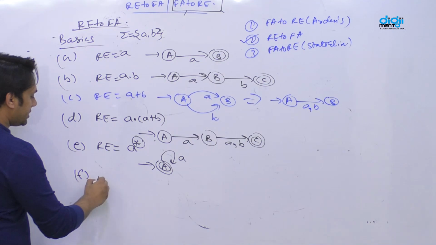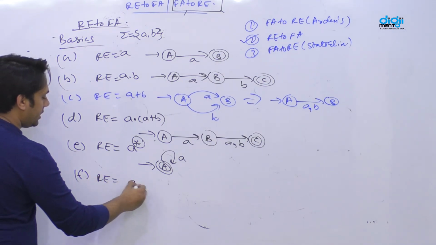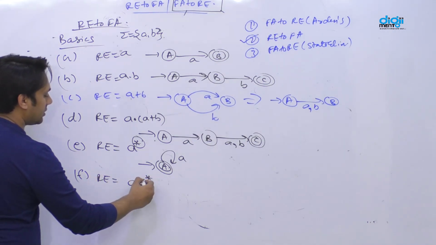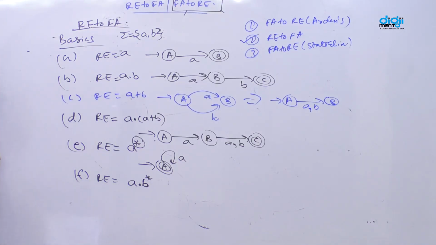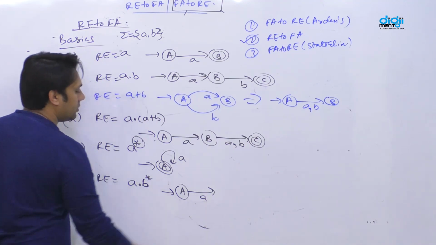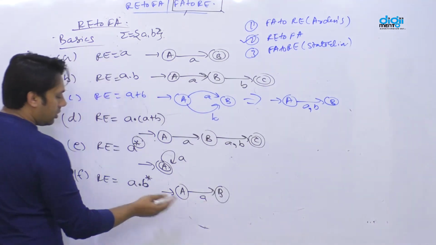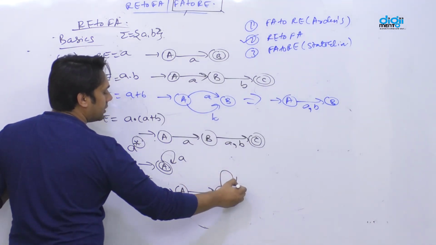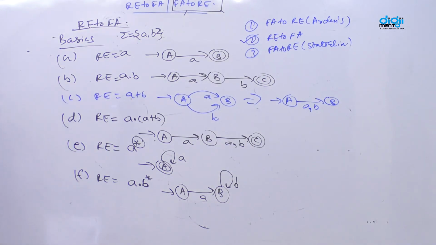If I have a regular expression A dot B star, A dot B star means the initial state is A. Then if you get an A, you go to the state B. And on the state B, we have this B on the loop. This is A dot B star.